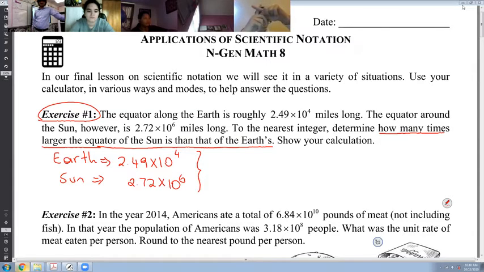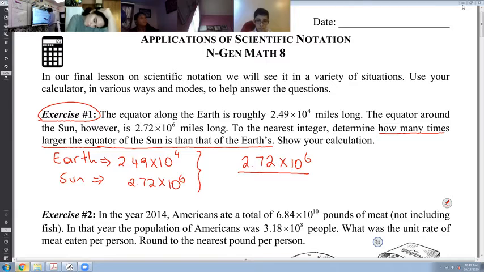That is division. How many times larger? How many times bigger? How many times greater? For this type of question, you guys always have to divide. But which one comes first? How many times larger the equator of the sun? Which one is the sun? 2.72 times 10 to the power of 6 divided by 2.49 times 10 to the power of 4.